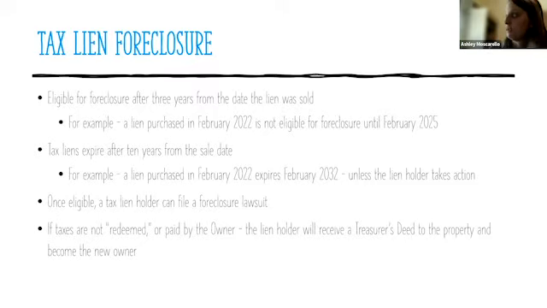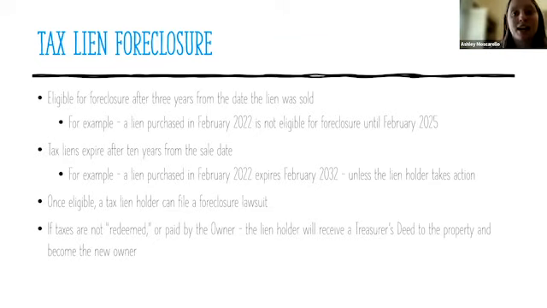So for example, let's turn back to February 2022, where they just recently would have auctioned off the 2020 full tax year. Those people or entities that purchased liens in February 2022 can't foreclose until February 2025. So they're just kind of hanging out for 3 years, laying low. They have their lien, it's not going anywhere.